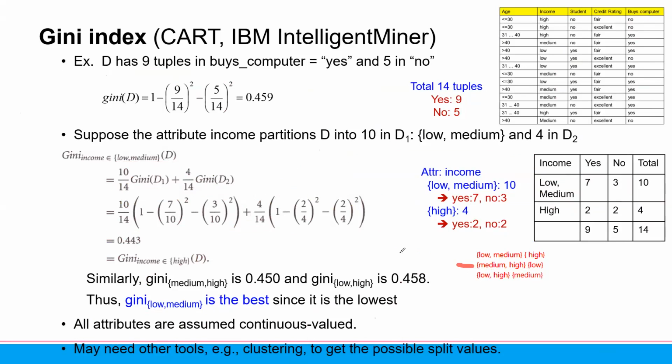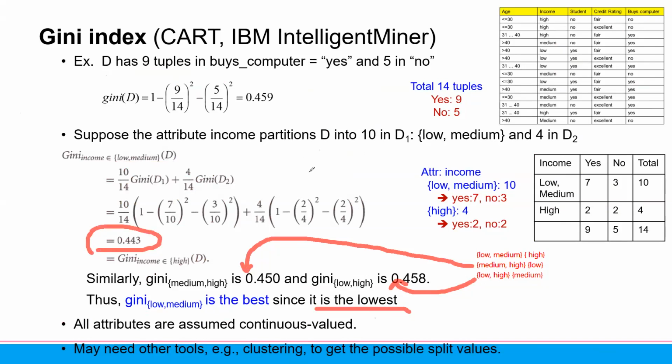So here we get the medium high, 0.45, and we get the low high medium, which is 0.458. And among these, we need to get the lowest. What is the lowest? This one. So we say that this is the splitting.